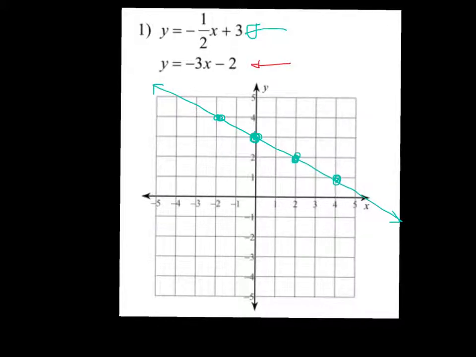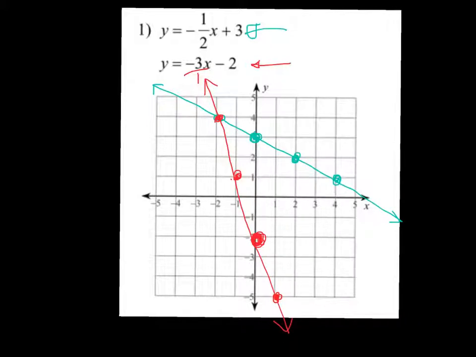My y-intercept on this one is a number not attached to x, so -2. And my slope is a number attached to x, so -3. It's not a fraction, so I'm going to make it a fraction by putting it over 1. And I'm going to go down 3, right 1. Once again, it's negative, and so it has to go downhill, which it is if I go down and right. I can also go up and left, so up 3, left 1, up 3, left 1. Connect my points, and there's my line.